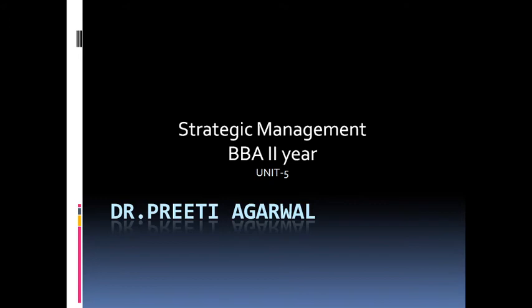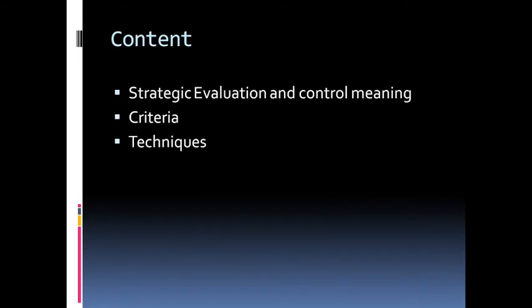In this video, we are going to talk about Unit 5 of Strategic Management according to the BBS second year syllabus of Rajasthan University. As we have learned about Units 1, 2, 3 and 4, we will continue here with Unit 5. This unit includes strategic evaluation and control, meaning, criteria and techniques as per the syllabus.